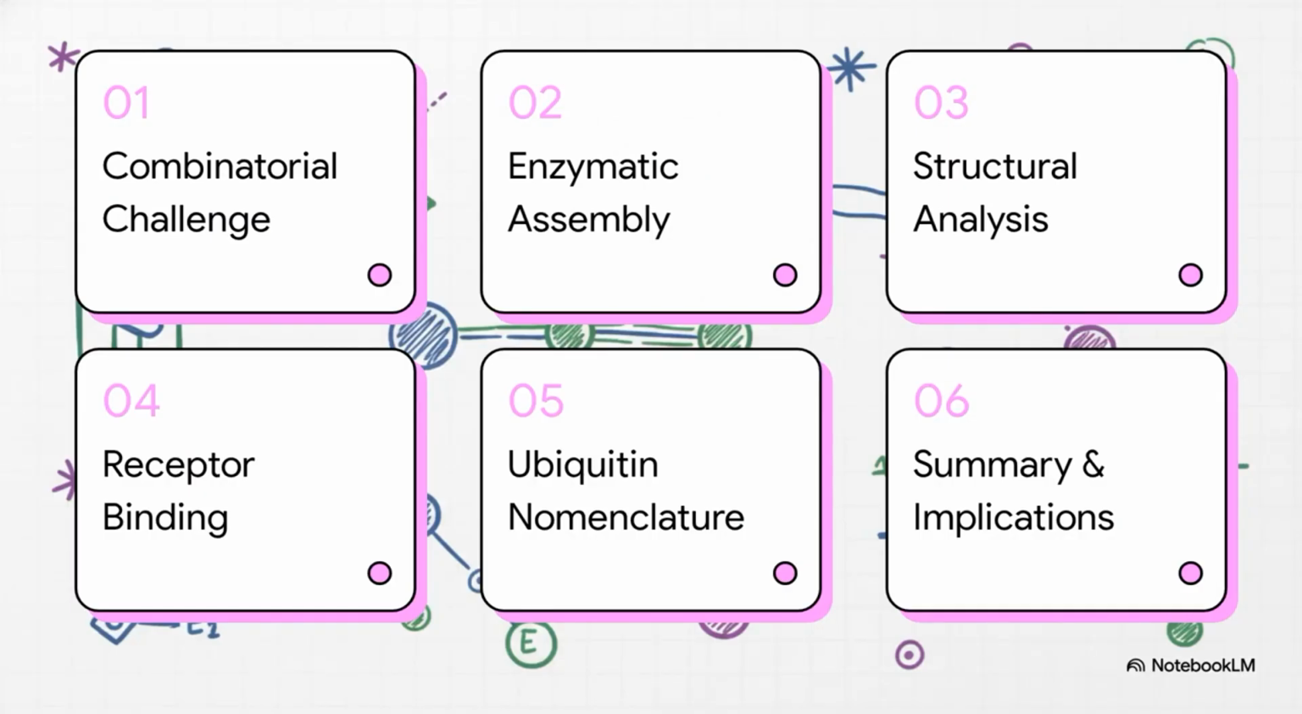Okay, so here's our game plan for this audit. First, we're going to quantify the combinatorial challenge. Then, we'll critique their enzymatic assembly method. From there, we'll dive into the structural analysis using NMR and the data on receptor binding. We'll also look at the nomenclature system they proposed before we wrap up with a technical summary and what it all means for the field.